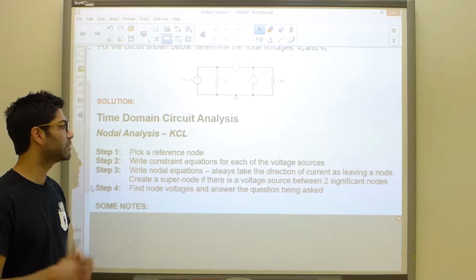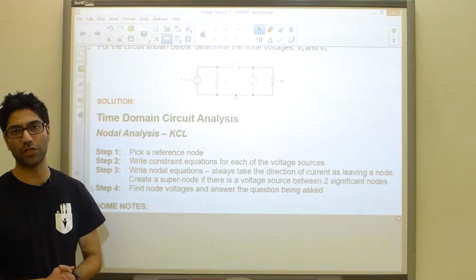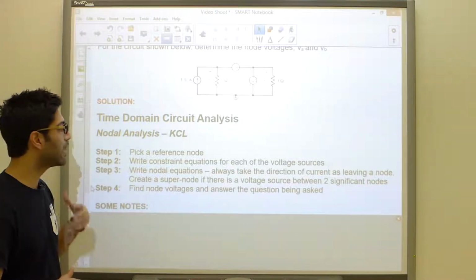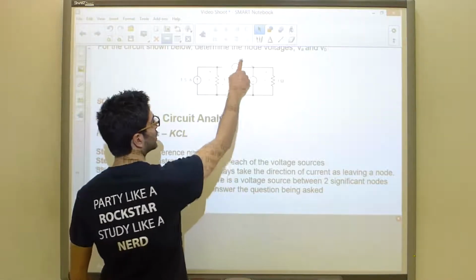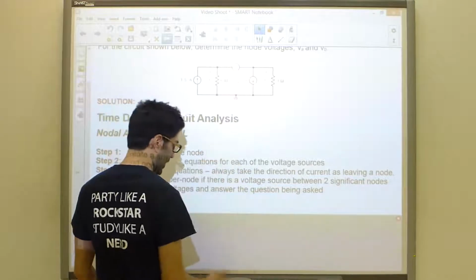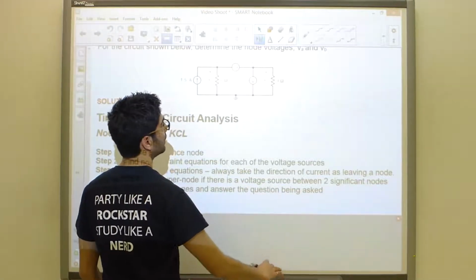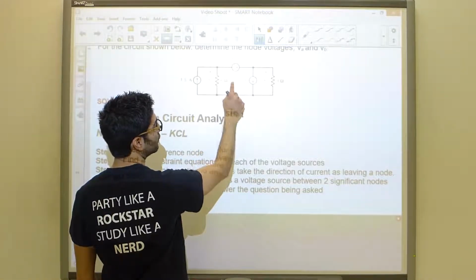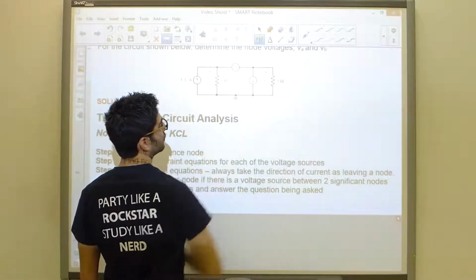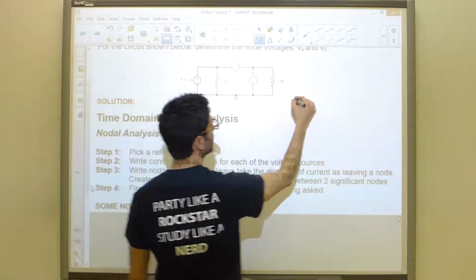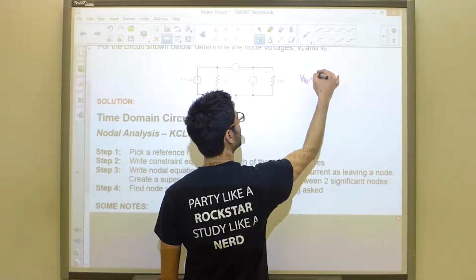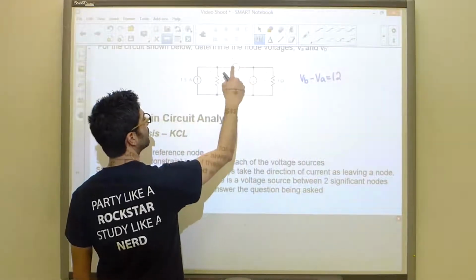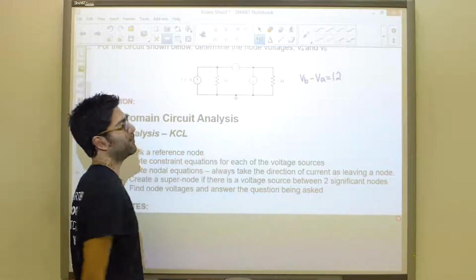The second step is to write constraint equations for every voltage source present in your problem. In our case, we see a voltage source right there. We need to write down a constraint for it, and understand that this source is going to maintain a 12-volt difference between its negative and positive terminals. So essentially what we're saying is that VB minus VA must be equal to 12. So VB will be 12 volts higher than whatever VA may be.